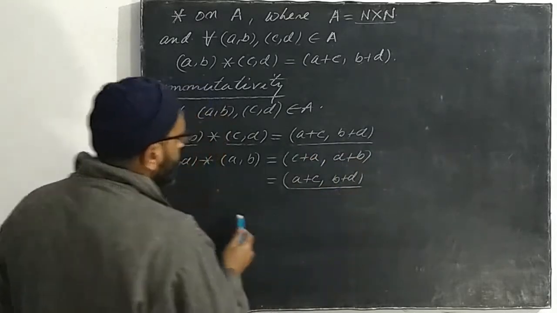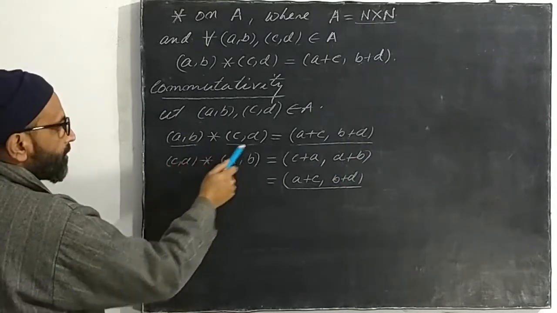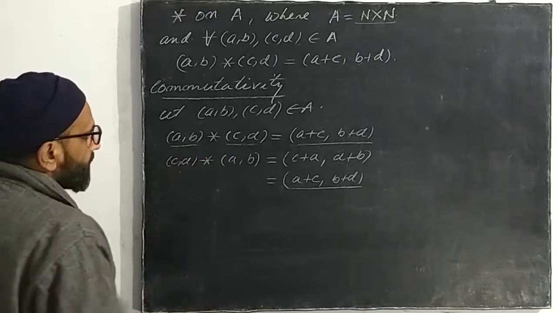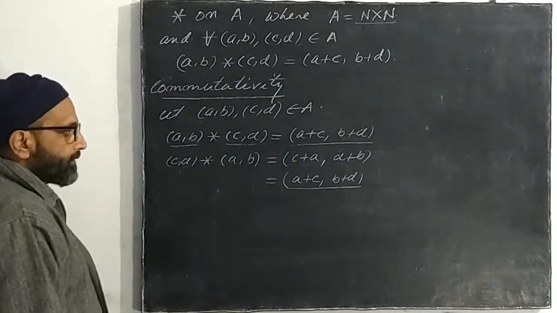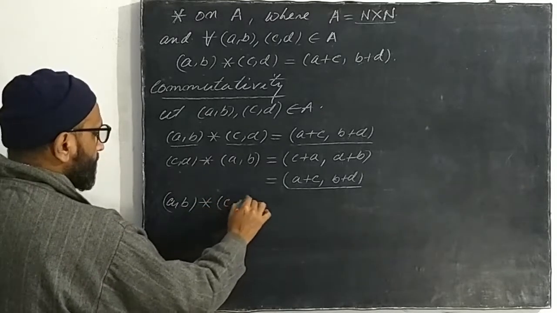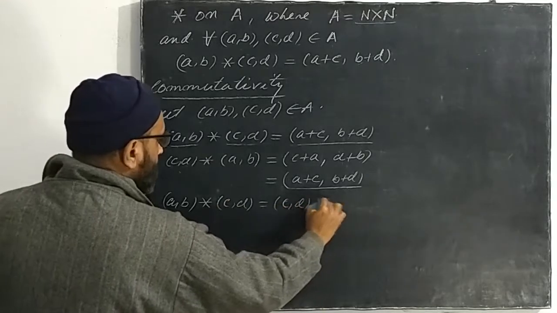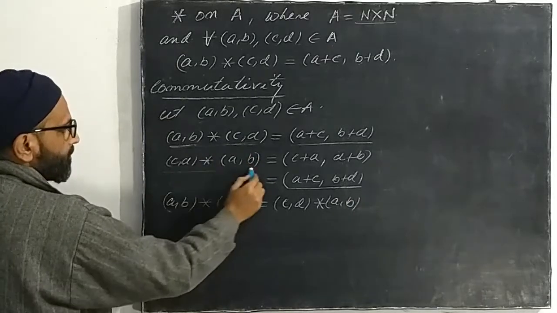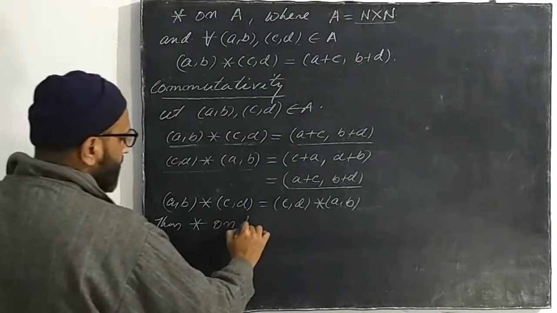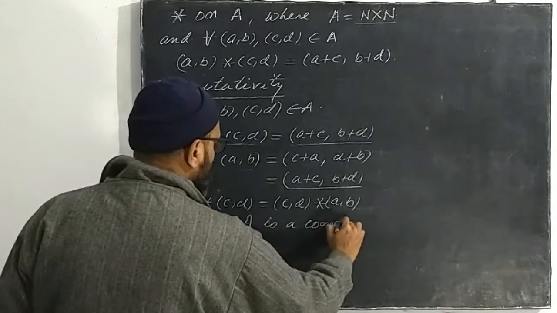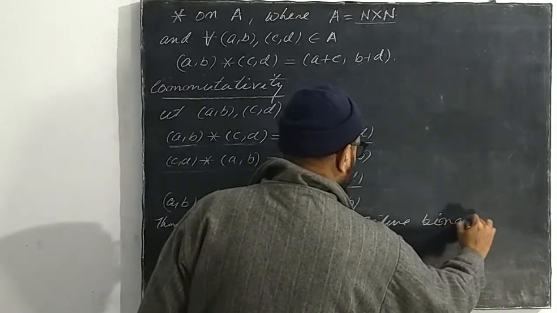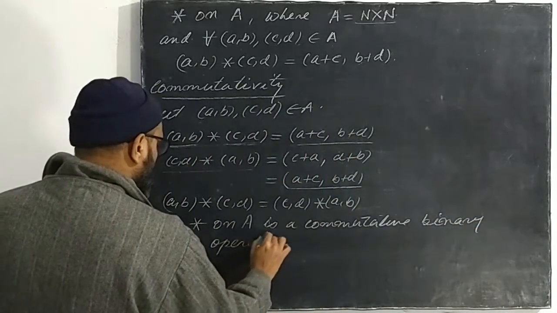So we get the same right hand side for both these expressions, whether we write (a, b) star (c, d) or we write (c, d) star (a, b). So after interchanging the elements under this operation, the right hand side, or we may say the result, doesn't change. So we may say that (a, b) star (c, d) is equal to (c, d) star (a, b). This is equal to this, and thus star on A is a commutative binary operation.